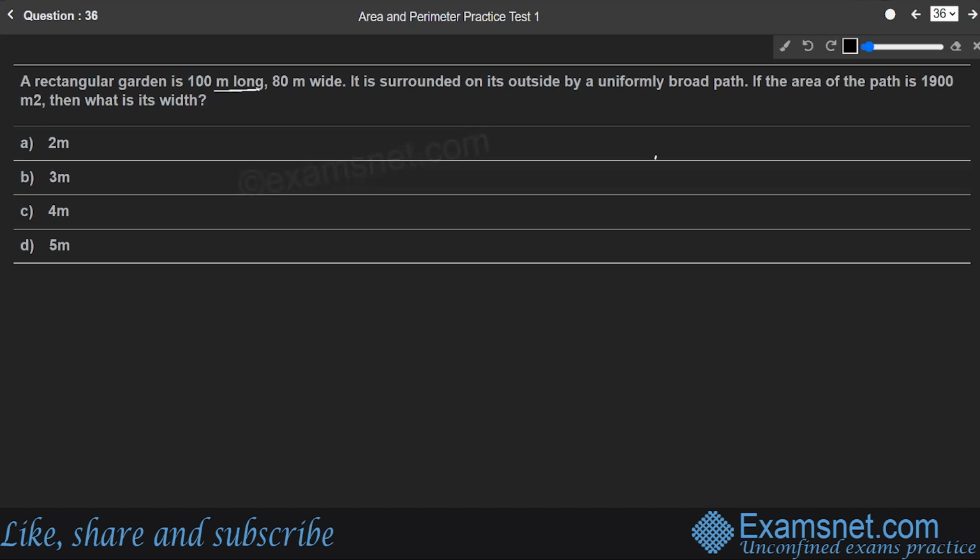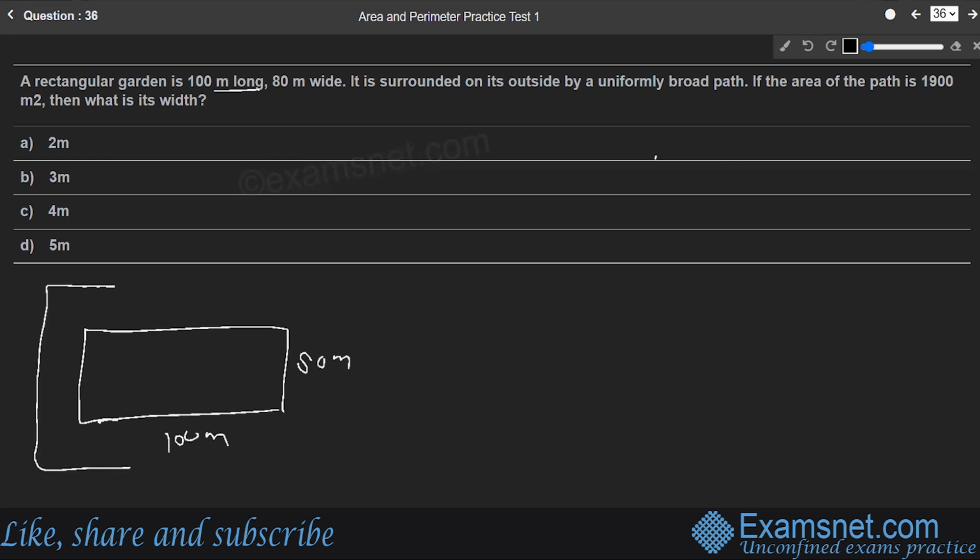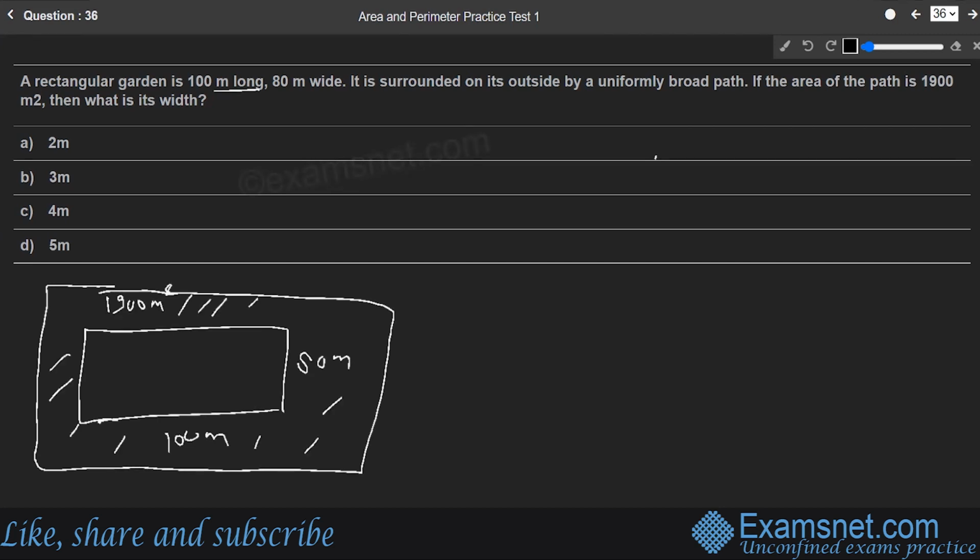Okay, so the question says a rectangular garden is 100-meter long, 80-meter wide. So we can make this. The garden looks like this: 100-meter long and 80-meter wide. This is how a rectangle looks like, 80-meter wide. And it says it is surrounded on its outside by a uniformly broad path. Let's make a uniformly broad path outside the rectangular garden. If the area of the path is 1900 meter square, so the area of this path is given as 1900 meter square. This is that shaded one whose area is 1900 meters square.